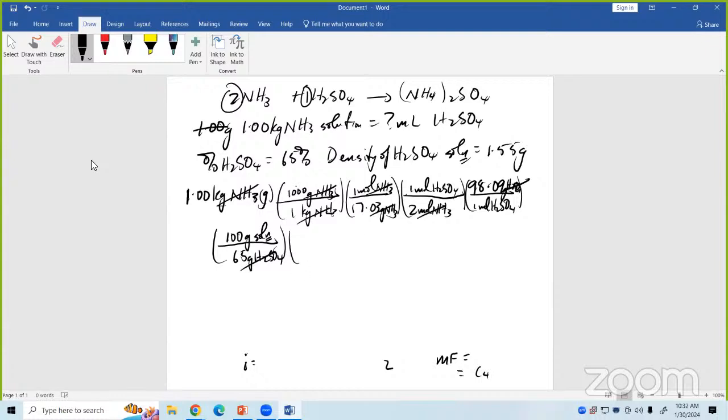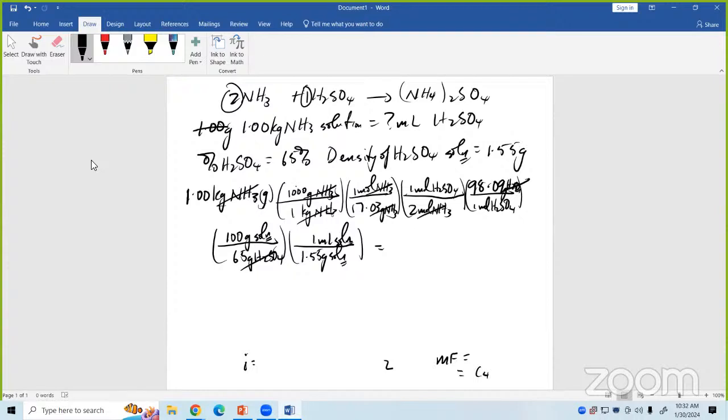And then the next step is to find out the volume. And according to the question, the density of the solution is 1.55 grams per mL. So the way I would represent that here is that I'll put 1.55 grams down here of the solution, and above I'll put 1 mL of the solution. So that's basically the string of conversion factors you're going to need in order to do this calculation. So let me do the number crunching.